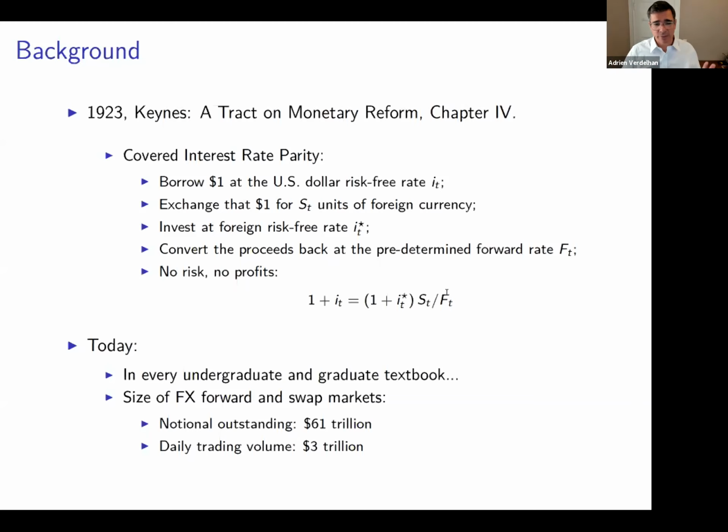Now, it's the benchmark. It's in every undergraduate and graduate textbook. It's not really peanuts. It's not something that you just learn for fun. It's actually the building block of very, very big markets, both the forward and the swap markets. The notional outstanding is 61 trillion, with trading volume of $3 trillion per day. These are really, really big markets, and they were all built because we could understand what was going on.